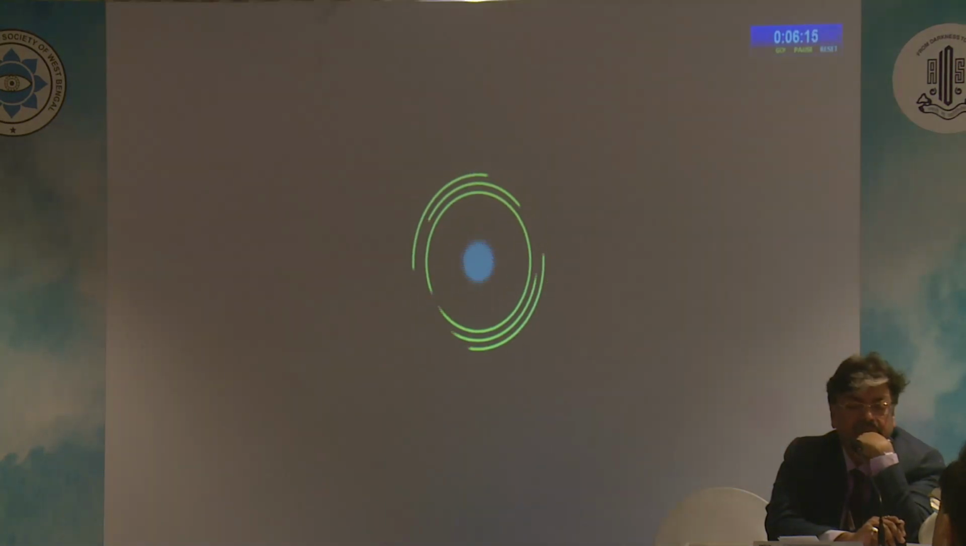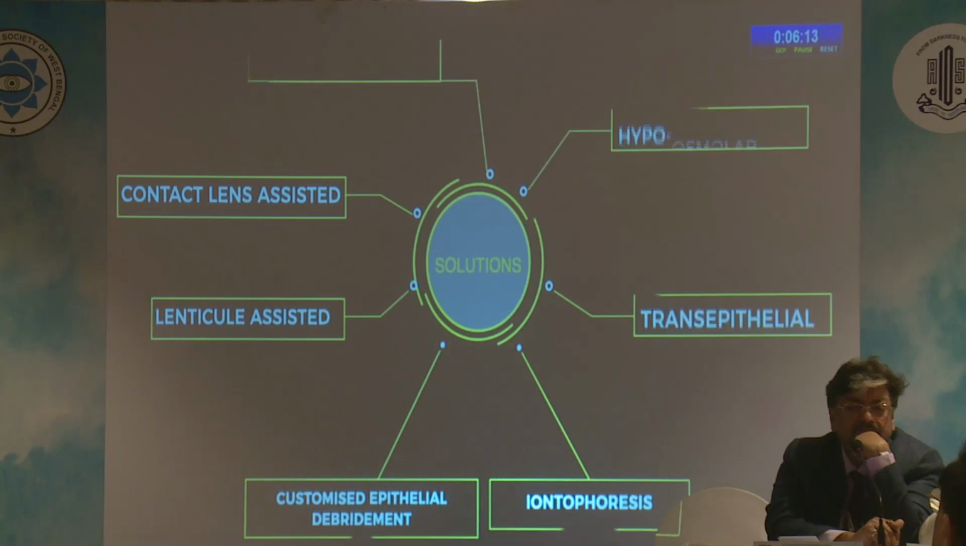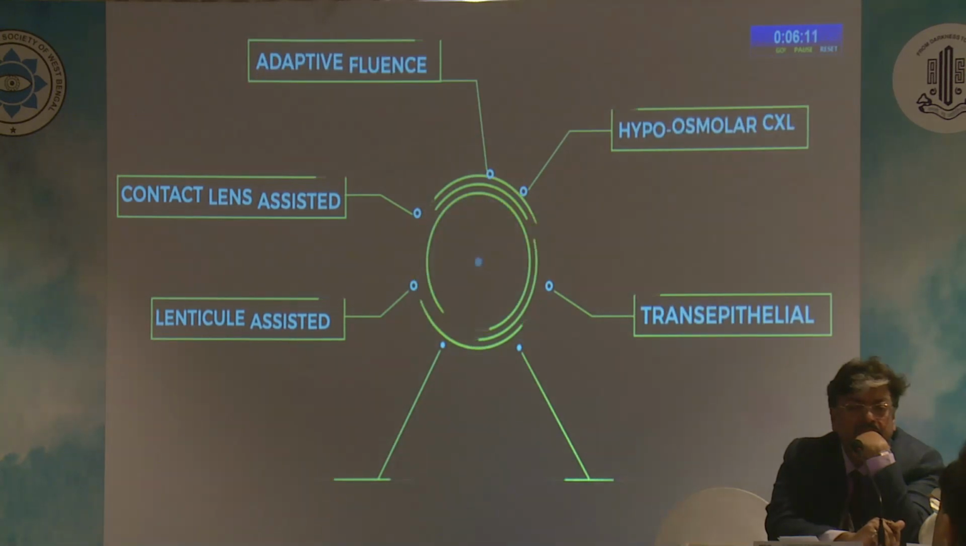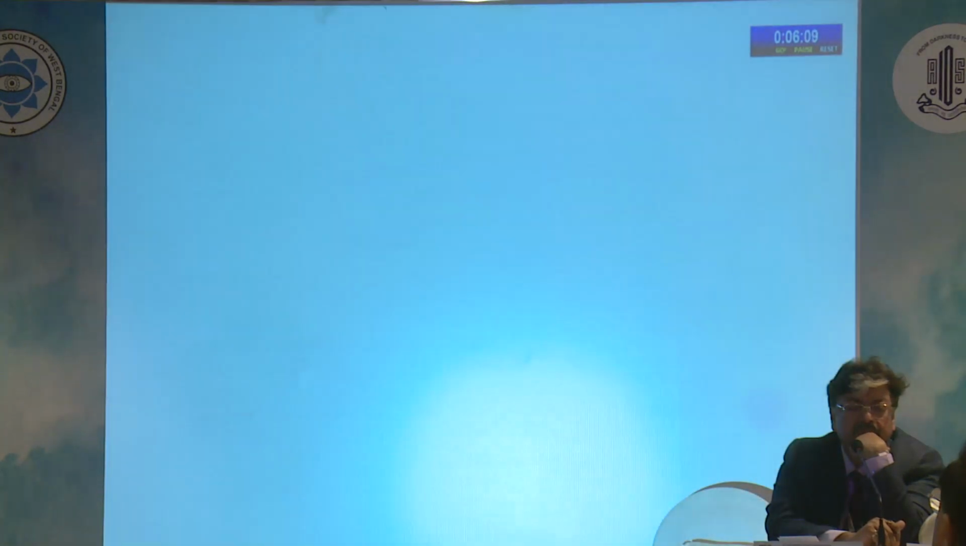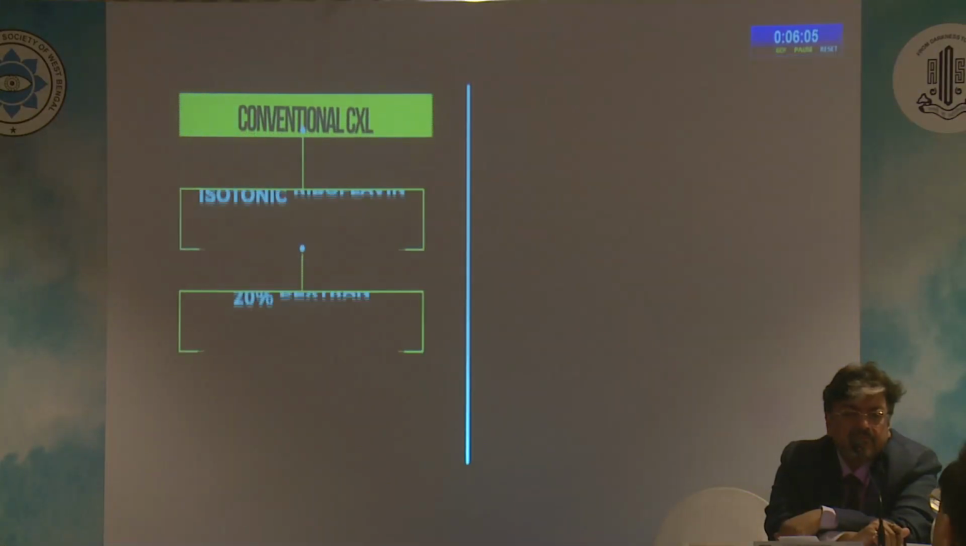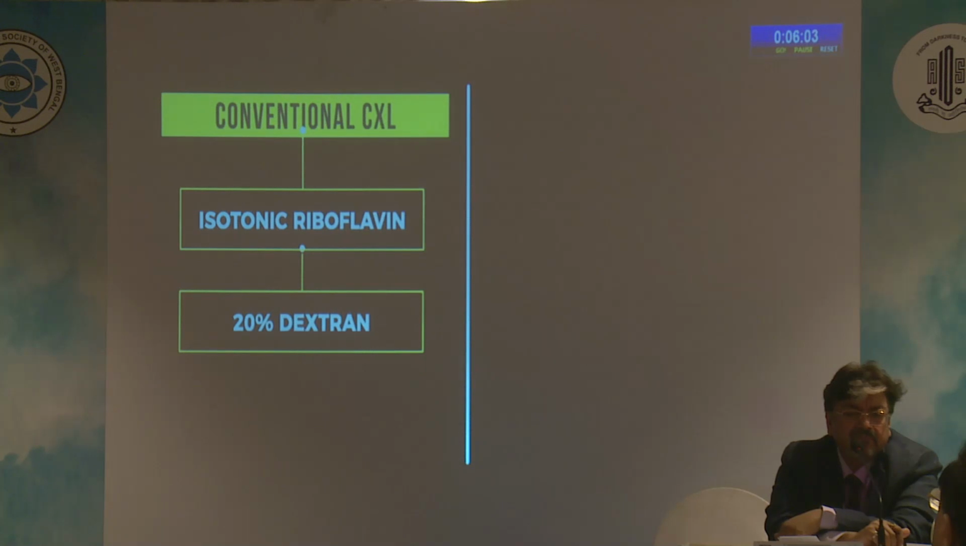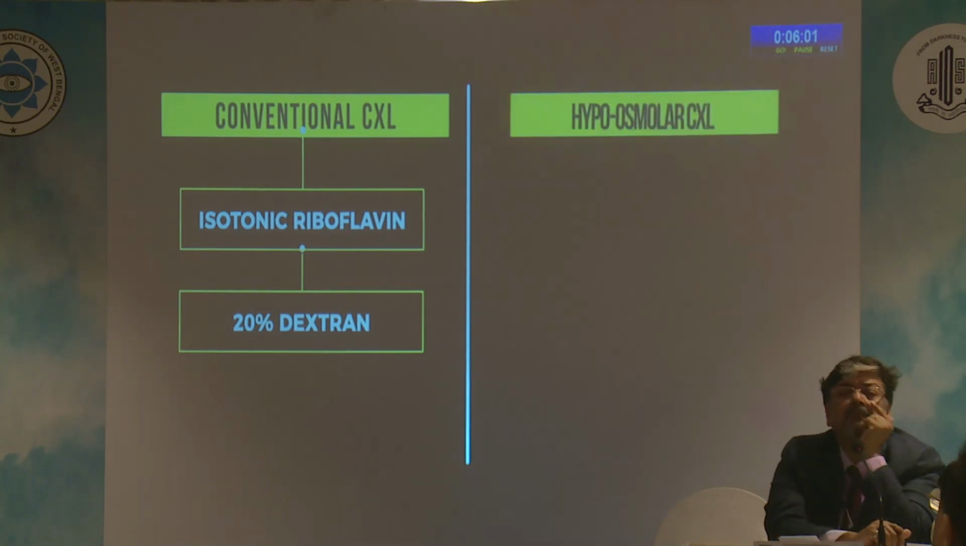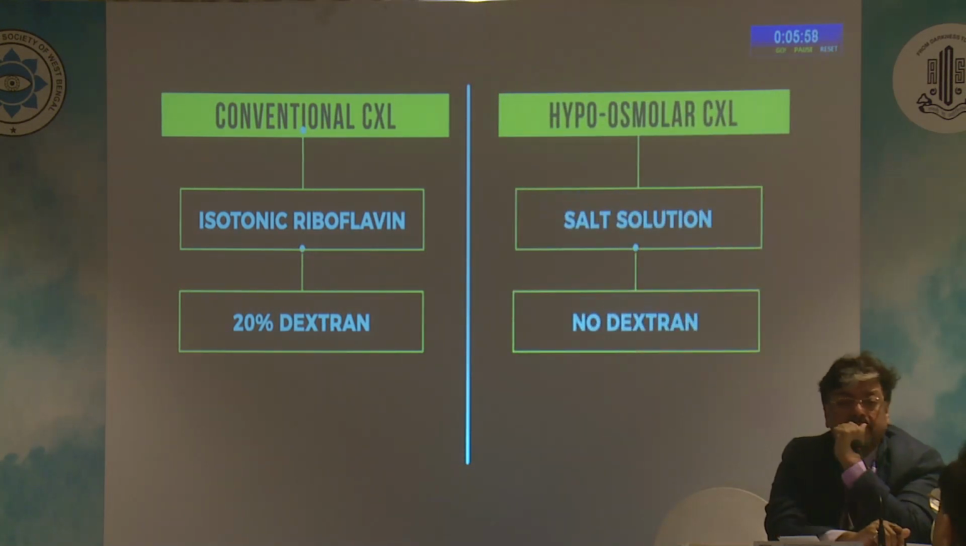So a number of solutions have been devised to circumvent these problems of cross-linking in thin corneas. The first among these is hypoosmolar CXL. While in conventional CXL, riboflavin is used with 20% dextran, which makes it isotonic, hypoosmolar riboflavin is generated by diluting it with physiological salt solution and not using dextran.